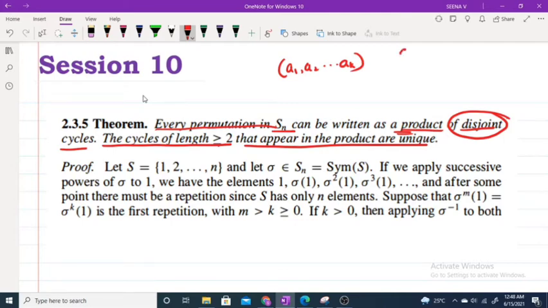For example, in S3, a cycle of length 1, you can write (2). What is the meaning of that? Elements 1, 2, 3. Cycle (2) means 2 goes to 2. That means all others remain fixed. That is 1 goes to 1, 3 goes to 3. So a cycle of length 1 always represents an identity permutation.